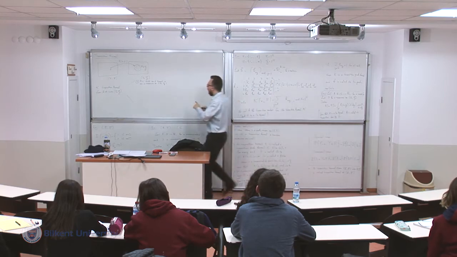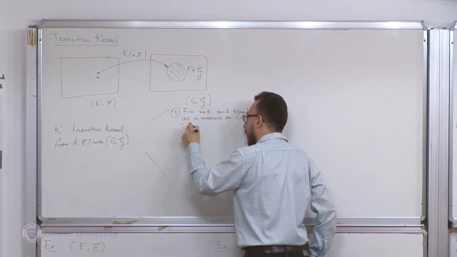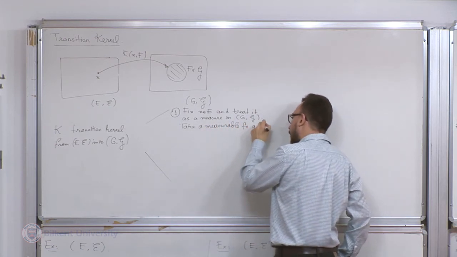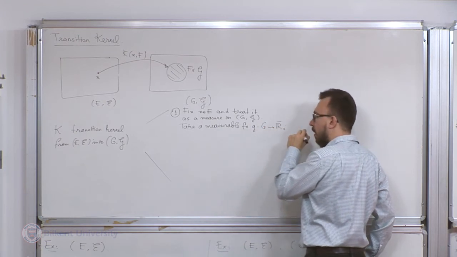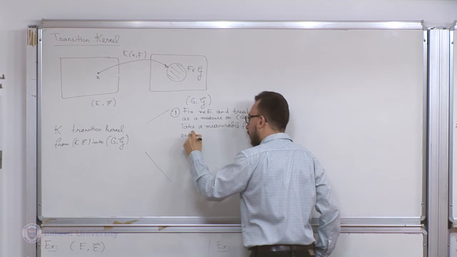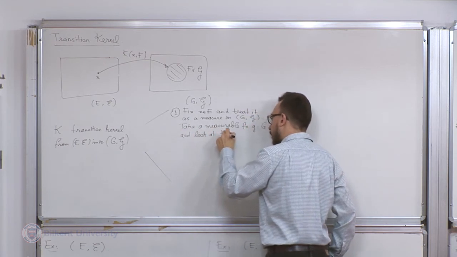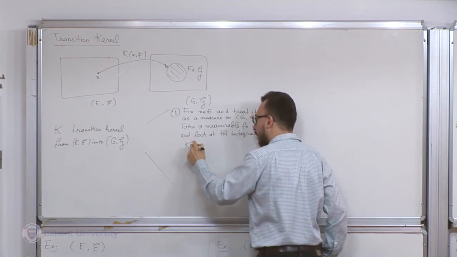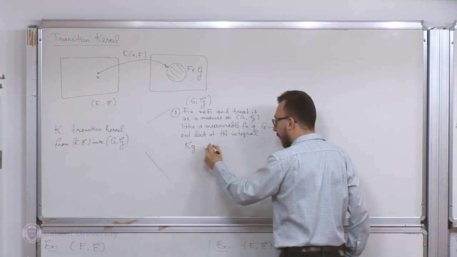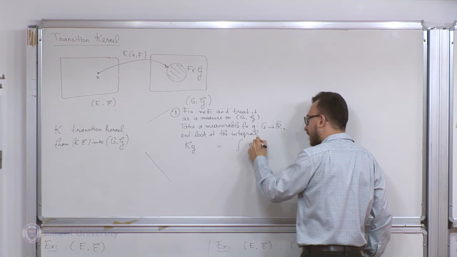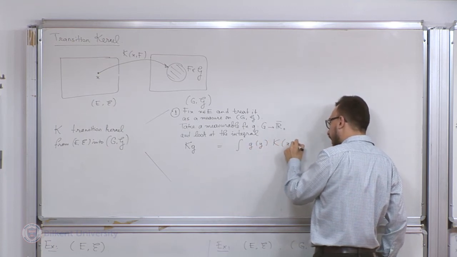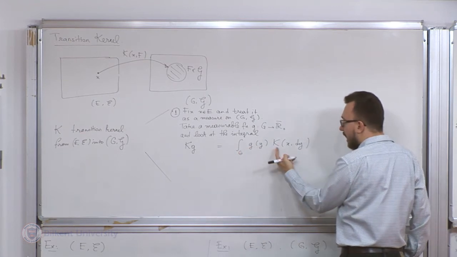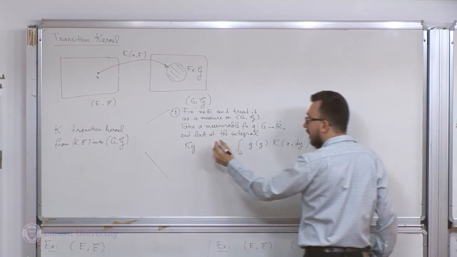So let's do it. So take a measurable function g and look at the integral. I'm going to denote it as K applied to g as a measure. So what does that mean? I integrate my g with respect to K, the measure part of K. So it's an integral over the second space. And now what I obtain is a function of x. So I write x here.